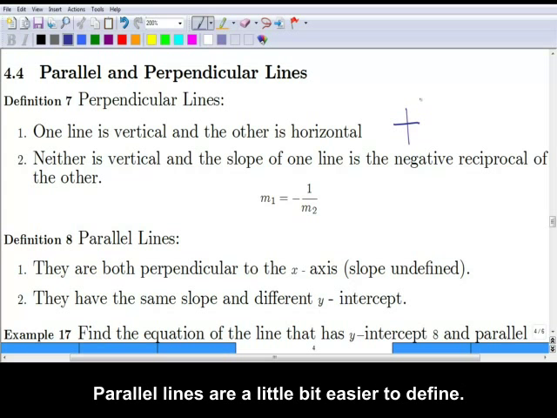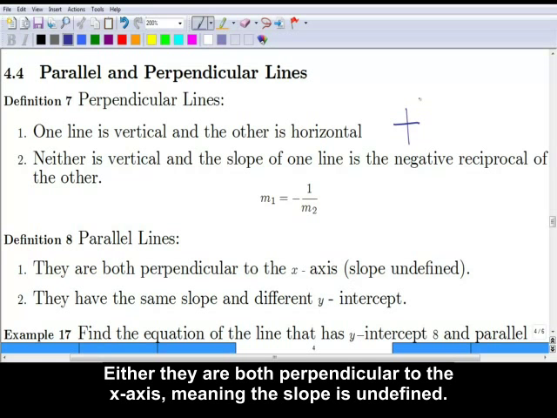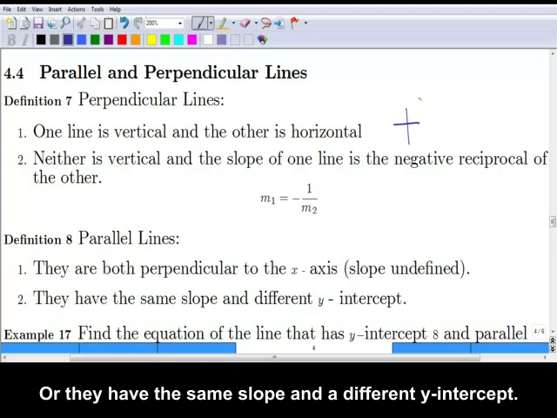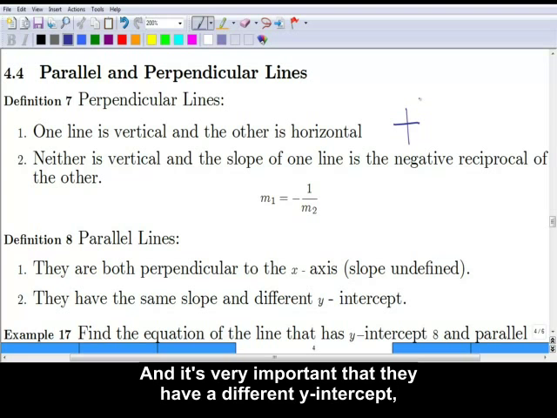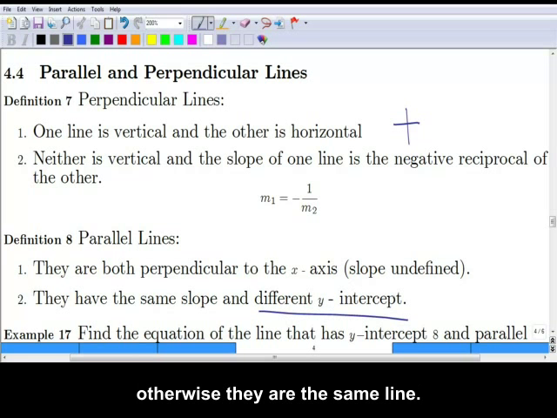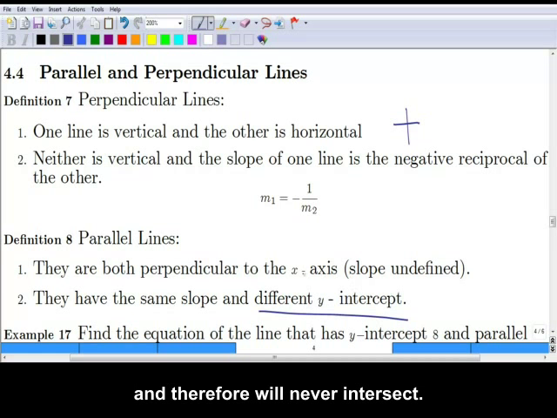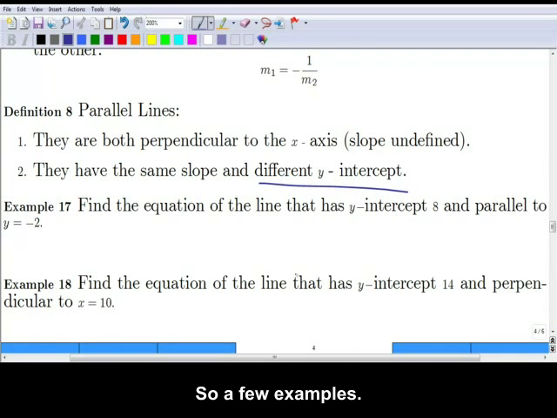Parallel lines are a little bit easier to define. Either they are both perpendicular to the x-axis, meaning the slope is undefined, you have two vertical lines, or they have the same slope and a different y-intercept. And it's very important that they have a different y-intercept, otherwise they are the same line. So in this case, they have the same slope because they are rising and running at the same rate, and therefore will never intersect.